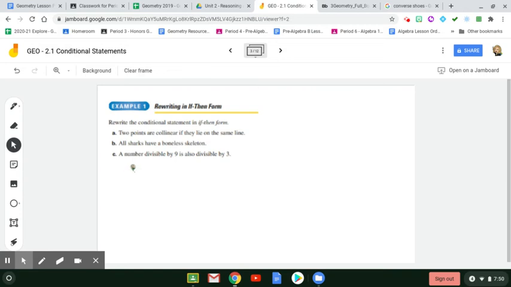For the first part, maybe this part here is our hypothesis because it's following the word if. So I'm going to say, instead of saying they, if two points lie on the same line, then the two points are collinear.